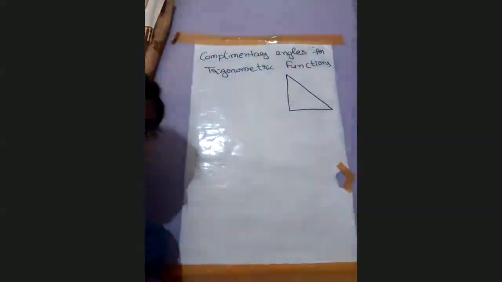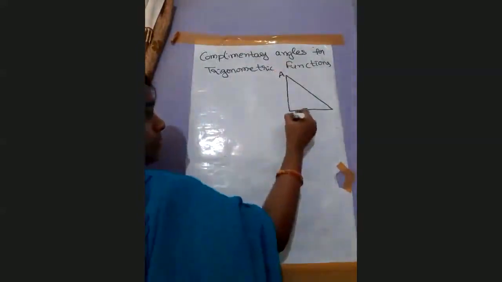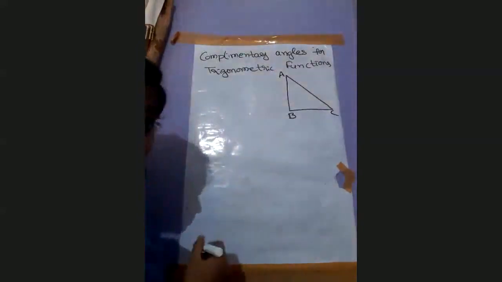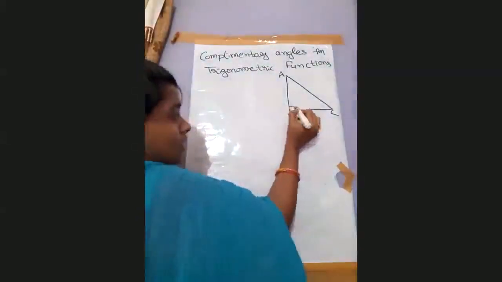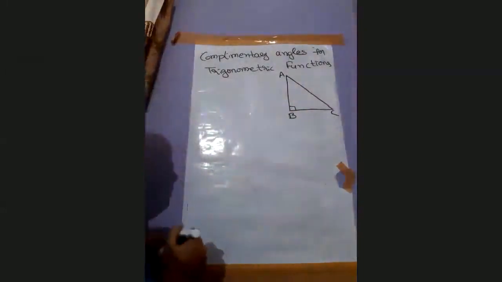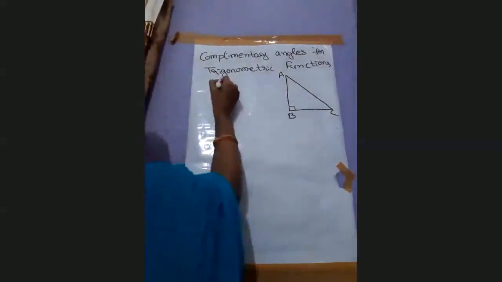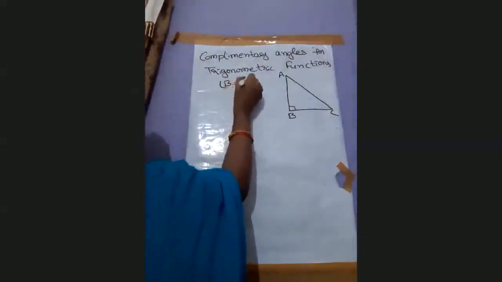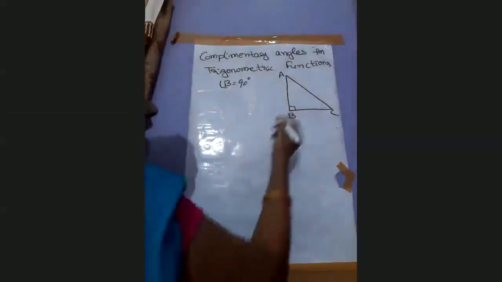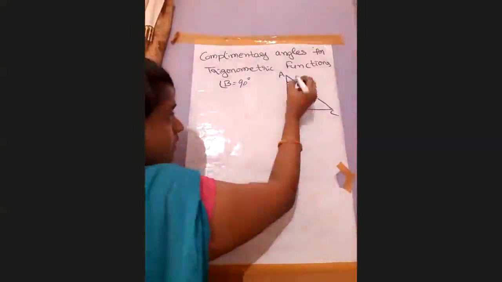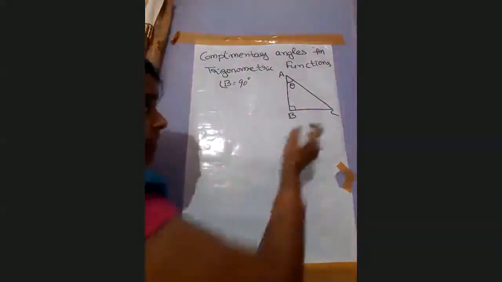Lines and angles, right? So consider a right angle triangle. Let us consider ABC as a right angle triangle. Here we can take the right angle at B, so this is 90 degrees. So angle B is equal to 90, is it correct? I can consider angle A as theta.